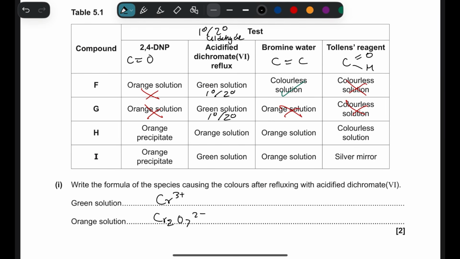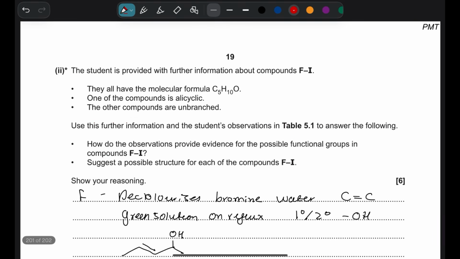So H forms an orange precipitate here, which means it contains a carbonyl. So this is either an aldehyde or a ketone. I'm also saying, okay, it doesn't form the green solution with acidified dichromate, so it's not an aldehyde. Given that, it's got to be a ketone. Orange solution means it doesn't have a carbon-to-carbon double bond. Tollens reagent, colorless, so that means it's not an aldehyde, so it must be a ketone.